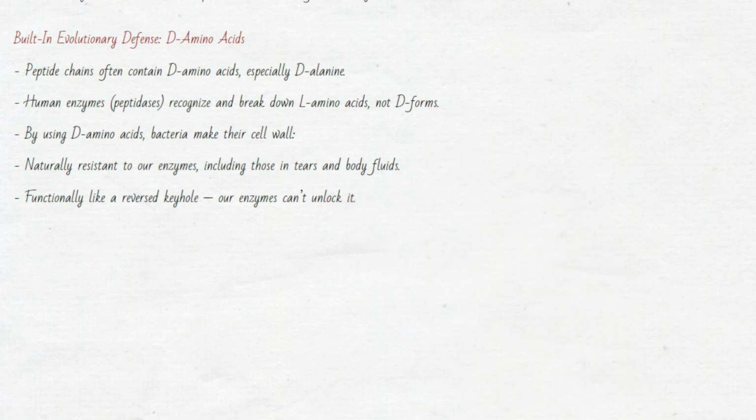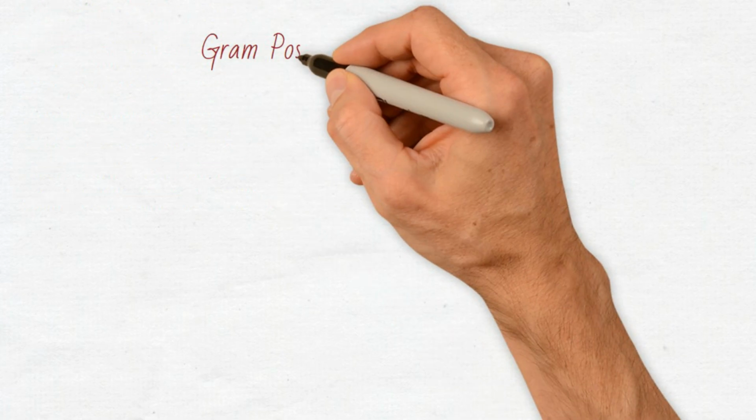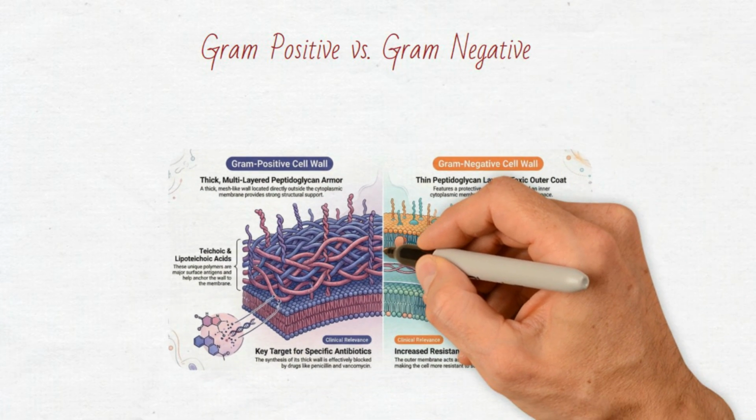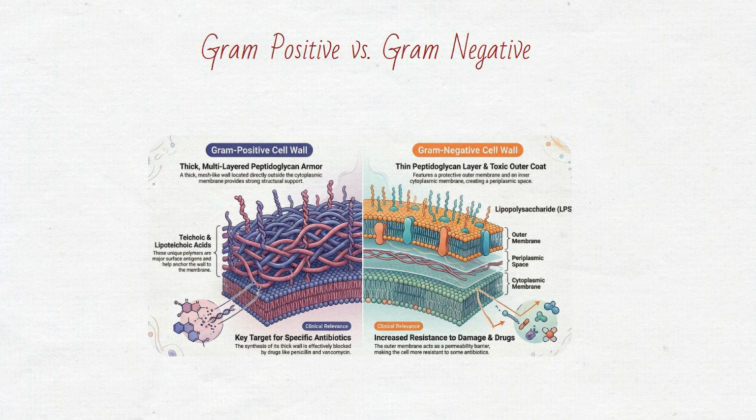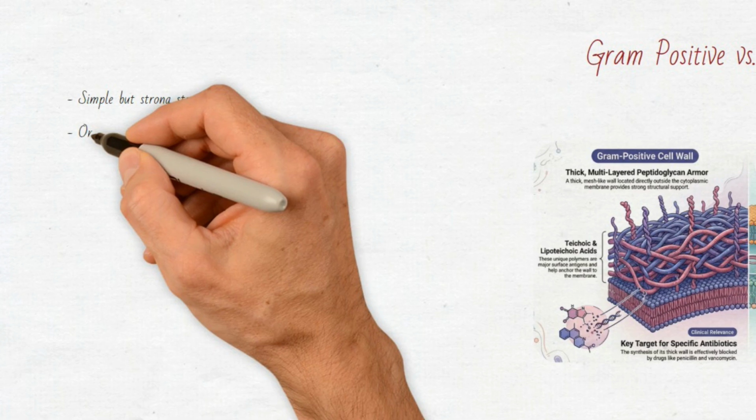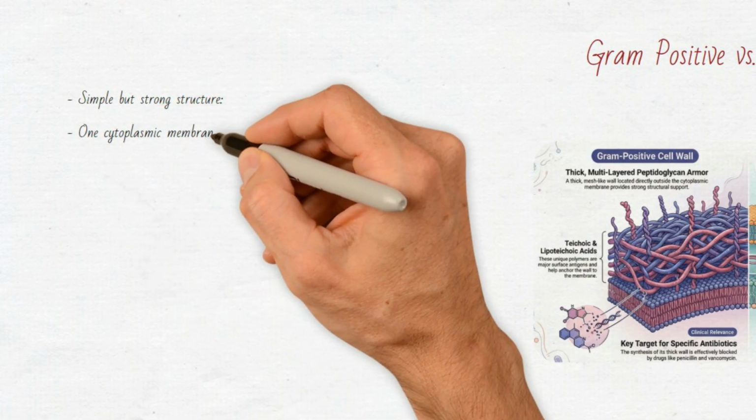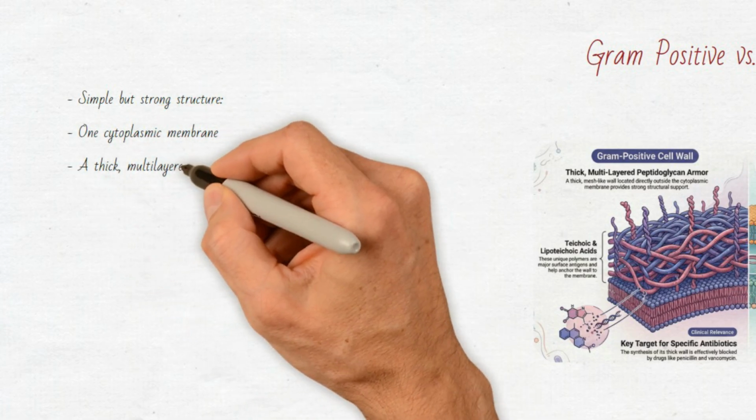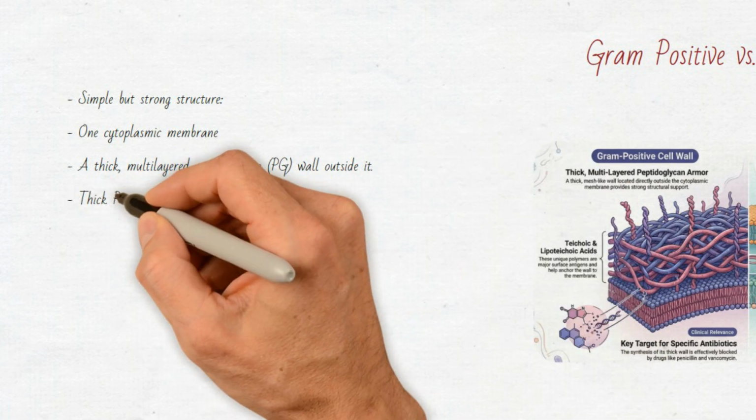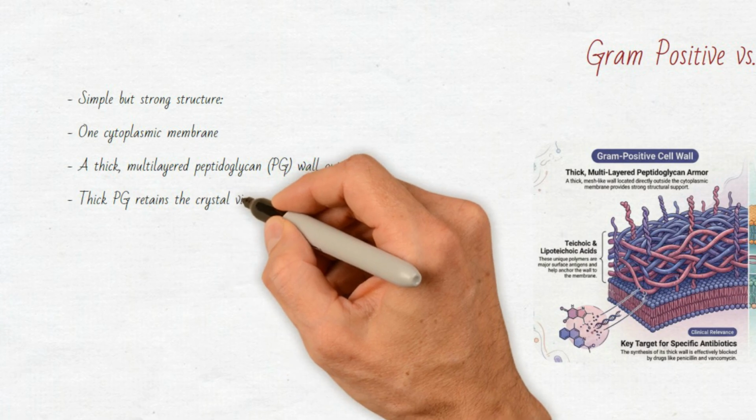That structural choice, how the envelope is built, brings us to probably the single most critical distinction in microbiology: gram-positive versus gram-negative. This separation, which comes from the gram-stain procedure, is entirely based on cell envelope architecture. Gram-positive organisms keep it simple but very robust. A thick, multilayered peptidoglycan wall sitting right outside the single cytoplasmic membrane. And because that wall is so thick, it holds onto the crystal violet stain used in the process.